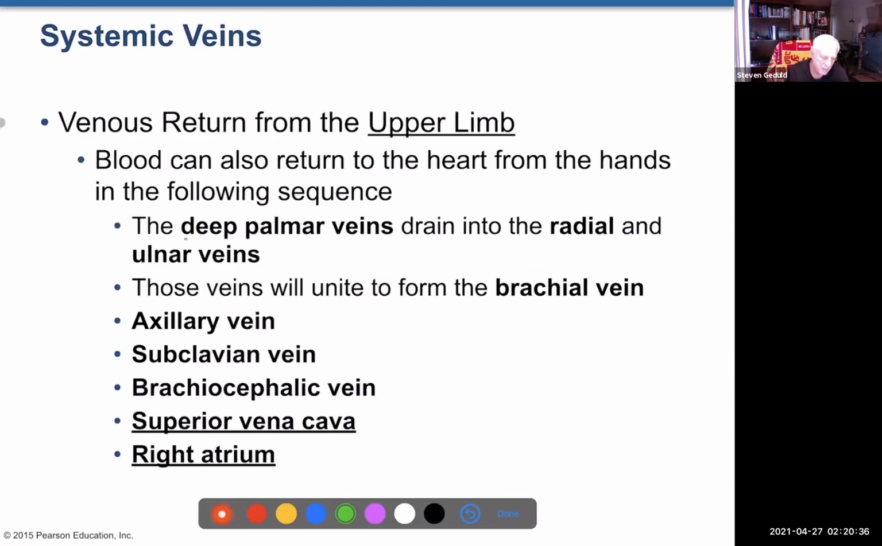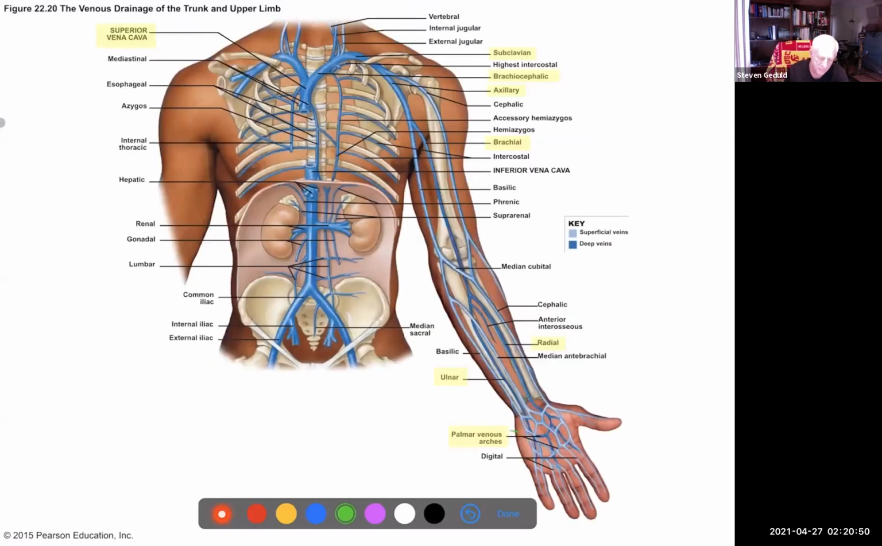Because you can go for the deep palmar veins again. Go to the radial and ulnar veins now, coming down the sides. They'll form the brachial vein, and then axillary vein, subclavian, brachiocephalic, superior vena cava, right atrium, same pattern. So you start at the palmar arches, you go to the ulnar and the radial. Okay, those fuse to form the brachial. Brachial flows into the axillary. Axillary goes to brachiocephalic, subclavian, superior vena cava, into the right atrium.